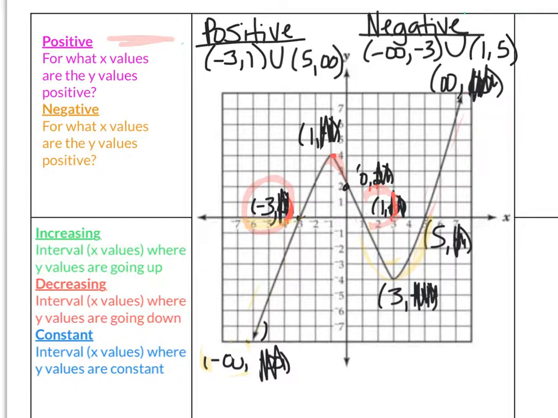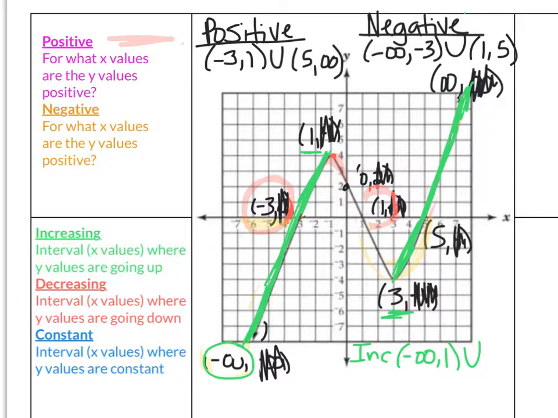Increasing means as I read, just like I read in English, from left to right, where's my graph going up from left to right? You can also think of this as slope. Where do I have a positive slope? And so I'm going to color it on here. Okay, those two green sections. So increasing is going to be from negative infinity to 1. Union, I have another piece, 3 to positive infinity. All right, and since I scribbled out my y values, I'm good to go.